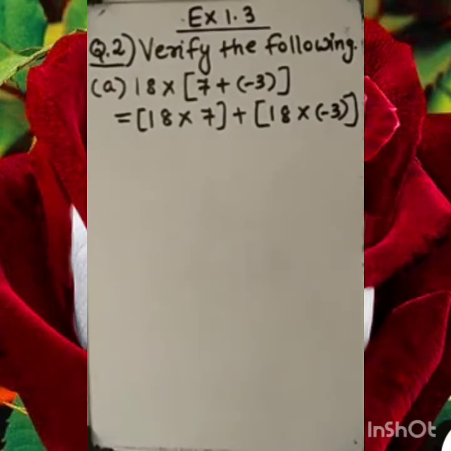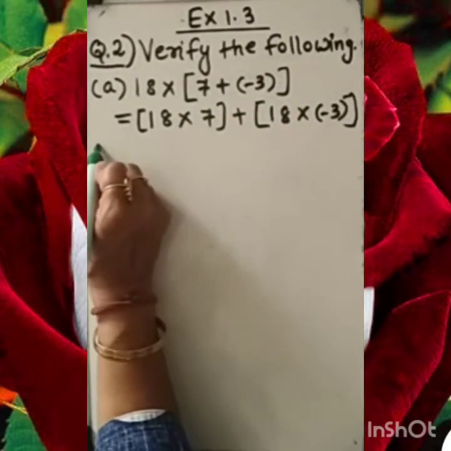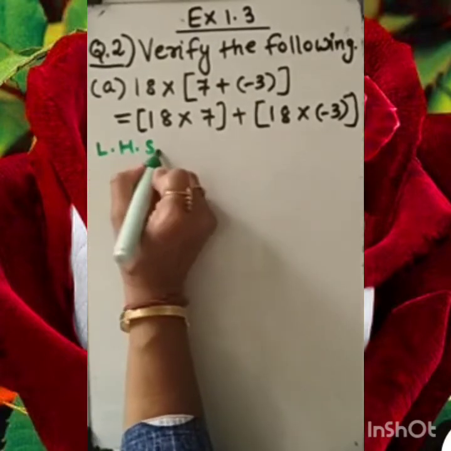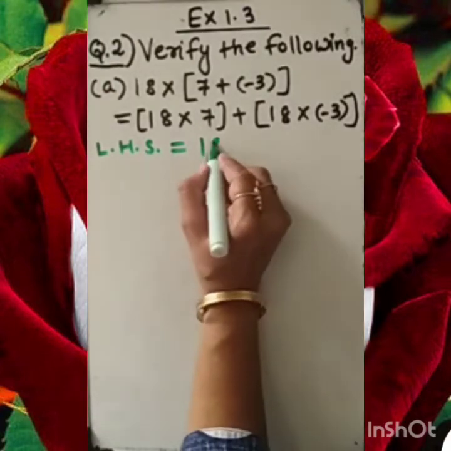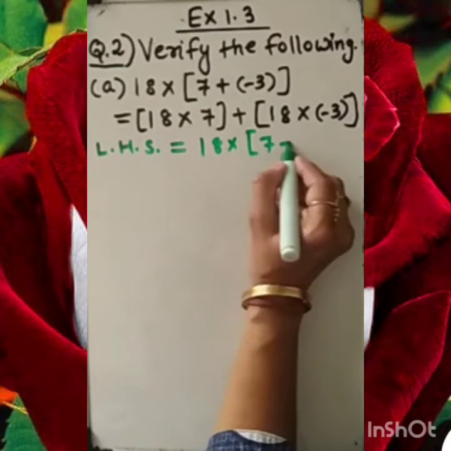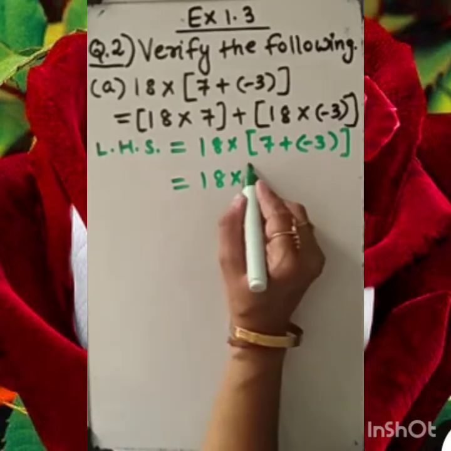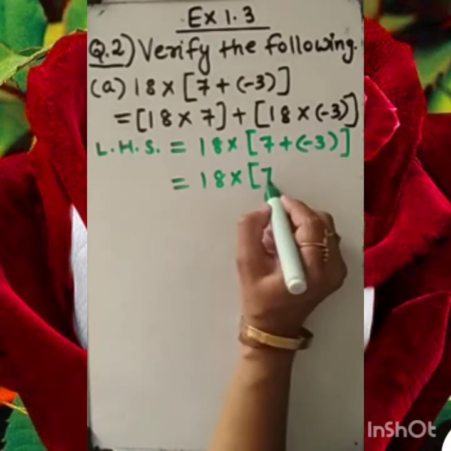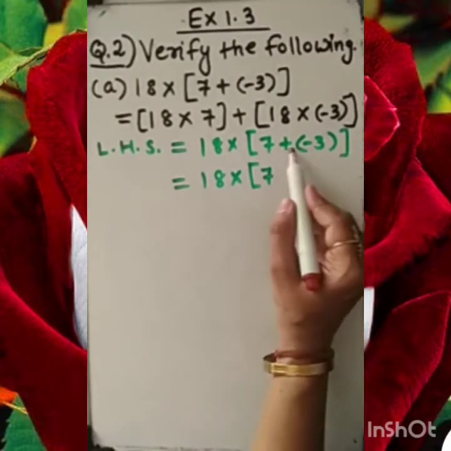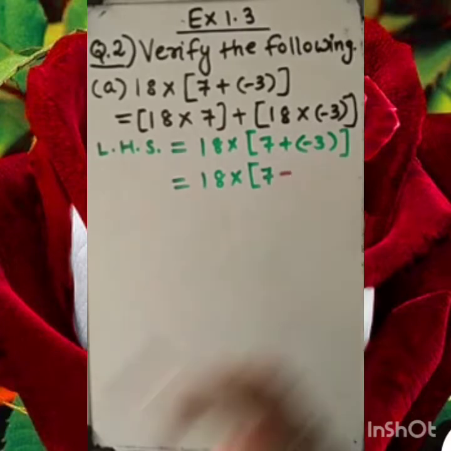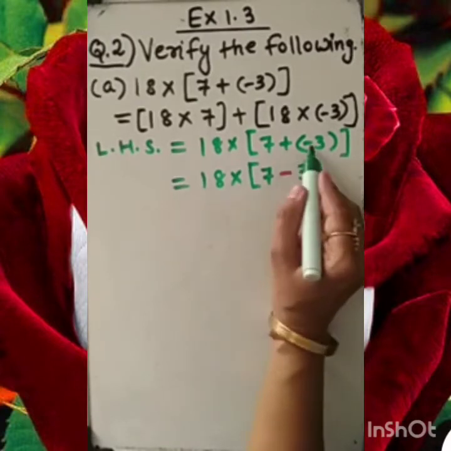All of you know very well this side is called LHS, left hand side. So let me write here LHS. Now, what is the left hand side here? 18 into 7 plus minus 3. Clear? Let's simplify this. We all know very well that plus minus is always minus, and here it will be 3. So please be careful, plus minus is minus.